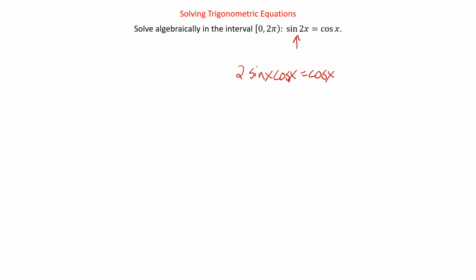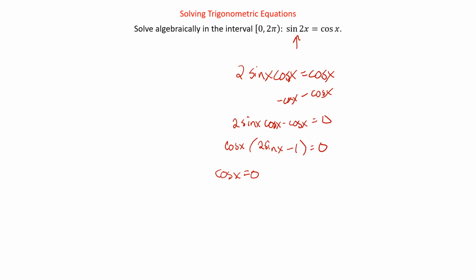We can subtract the cosine x over. So we have 2 sine x cosine x minus cosine x equals 0, because we want it to equal 0. Now we can factor out a cosine x. We're left with 2 sine x minus 1, which means either cosine x has to equal 0, or 2 sine x minus 1 has to equal 0.